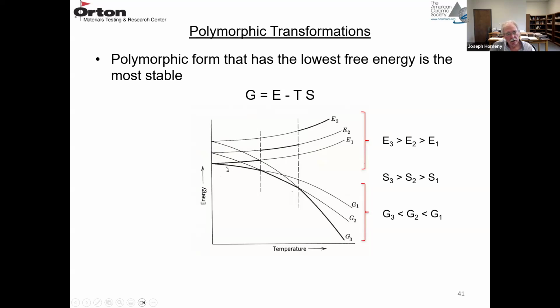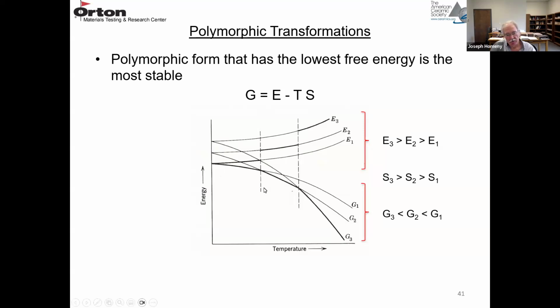G2 in this region is higher than G1, follows this path, and G3 in the same region is higher than G1, following this path. And here's the corresponding internal energies. So I highlighted in a darker color here the lowest free energy. So G1 in this temperature region has the lowest free energy. So whatever that crystal structure is, it has the lowest free energy and will be stable in that temperature region.